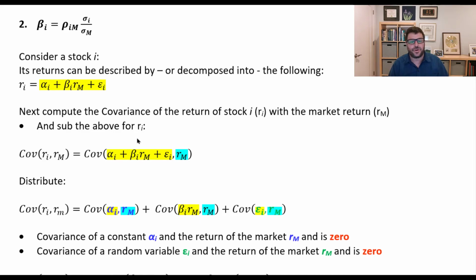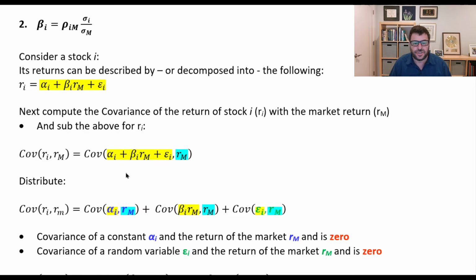So next what I want to do is compute the covariance of the return of stock i with the return of the market. And then I'm going to substitute for Ri using the above. So here is the covariance of the return of stock i and the return of the market, and all I'm going to do is substitute in for the return of stock i in this equation. The next thing I'm going to do is distribute the covariance.